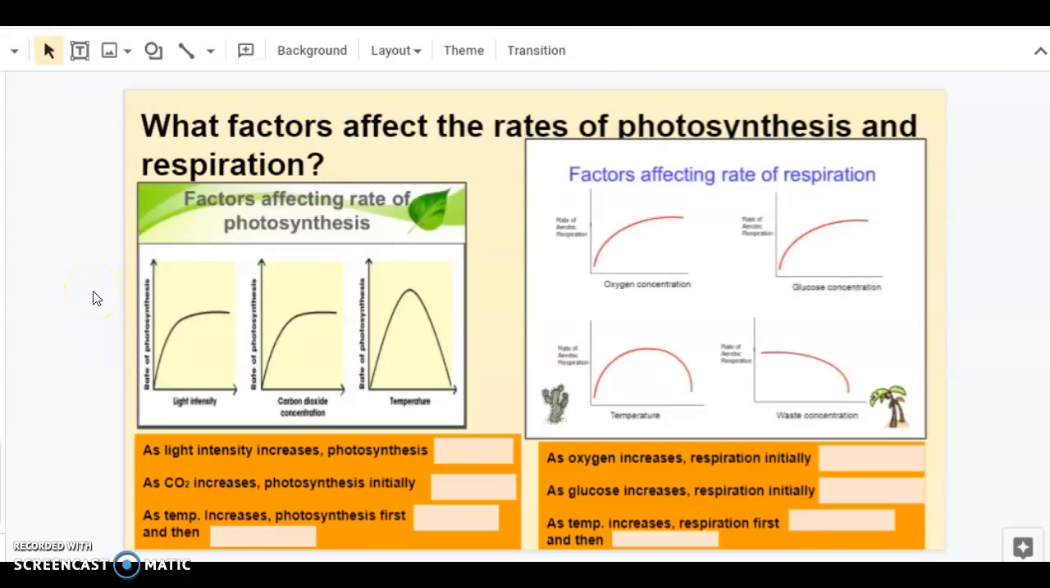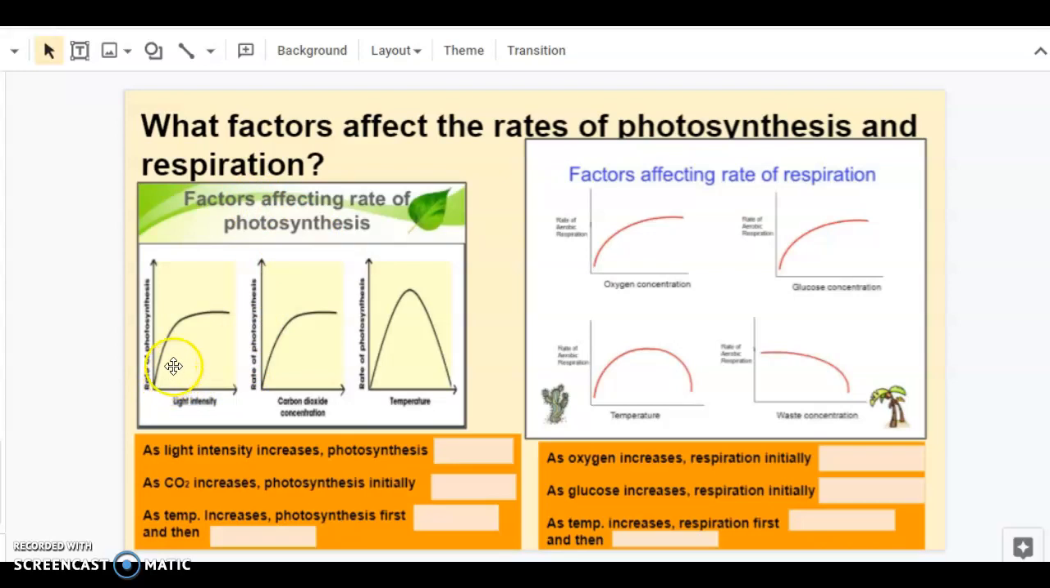Because photosynthesis and respiration are both reactions, they are affected by things in their environment like the presence of enzymes and temperature and pH and how much of the reactants they have. Those things are what we call factors. The factors that would affect photosynthesis are things like how much light is present.